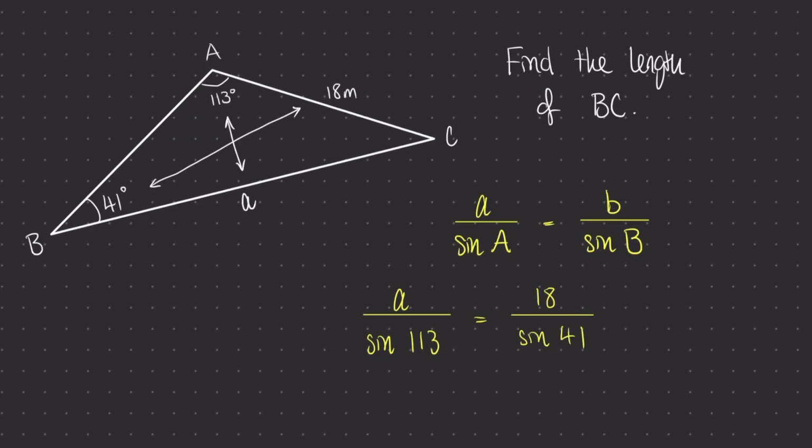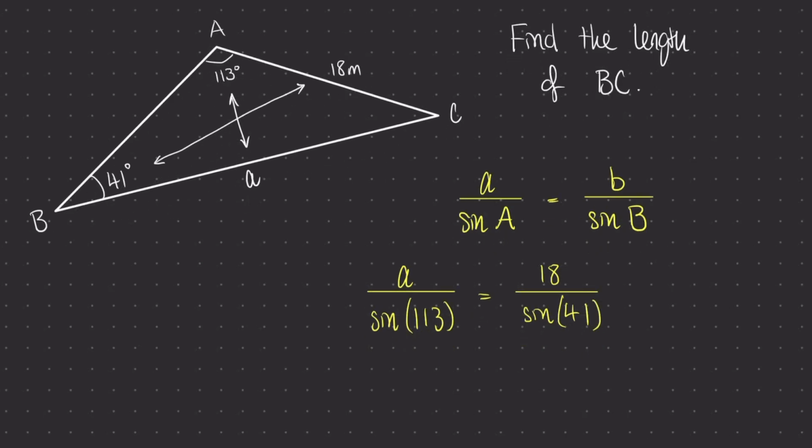Now what I need to do is multiply both sides of this equation by the denominator on the left, sine of 113. I should also add brackets here to make sure we don't forget to close those brackets after our sine. So a is equal to 18 over sine 41, multiplied by sine of 113. The multiplication by sine 113 on the left cancels with the denominator, leaving us with a. Once we've got it to this stage, we can place that into our calculator, and if we solve that, we find that a is 25.3 meters.